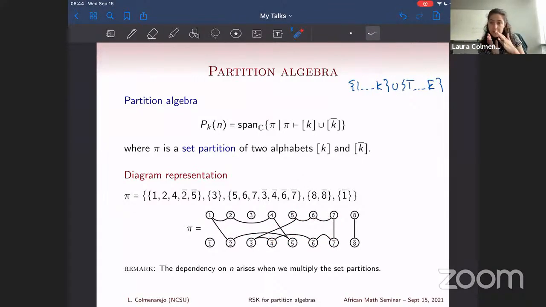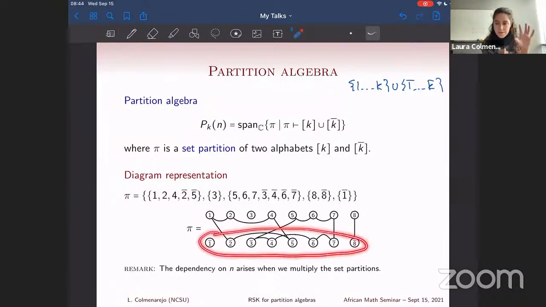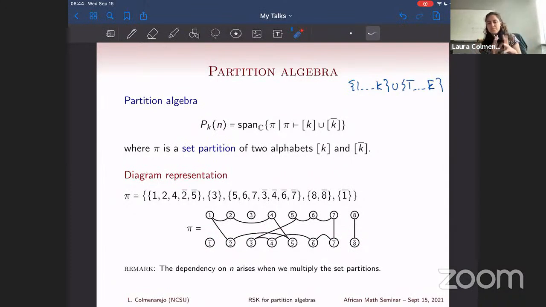Now, if I want to multiply two diagrams, I will put one diagram on top of the other. I will just follow all the paths, and then there will be a coefficient depending on what are the things that are kept in the middle. And that's where the dependency on n arises. But for the sake of this talk, we don't actually need to talk about the structure of P_k(n) as an algebra. We don't need to define the product. So I'm just going to skip it, if that's okay.